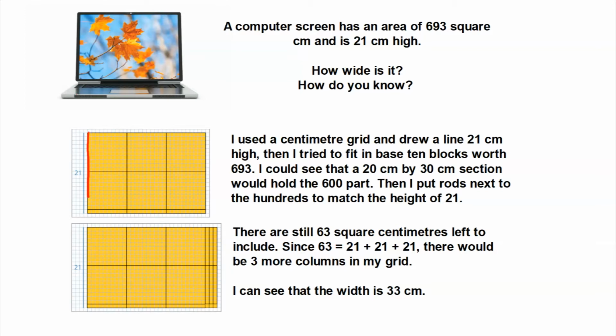So I started off with a grid of 21 by 30, because I knew that was going to get me close. Then once I did that, I could put in the remaining 63 on the end here. So there's 30 up the top, 30 below, and 3 more at the bottom.